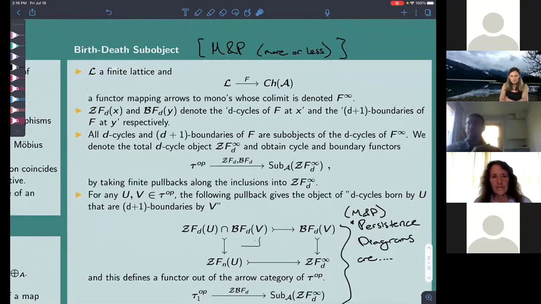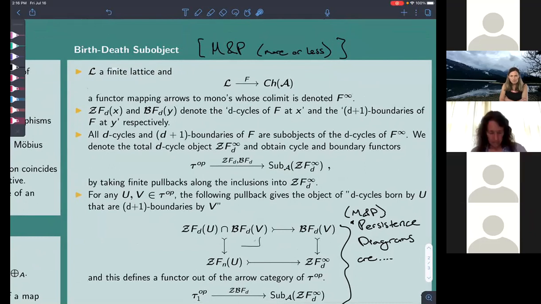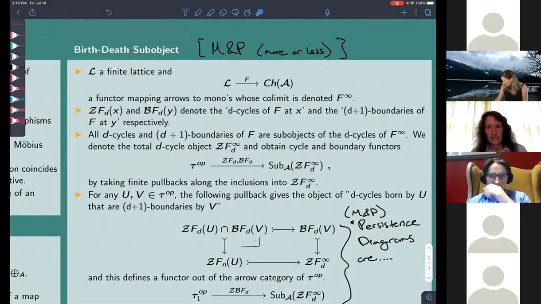So in the case that you start with Rn and you skip past simplicial complexes and go straight to chain complexes in some abelian category, the finiteness conditions tell you that you're really looking at a functor out of a finite lattice into chain complexes, mapping the arrows in the lattice to monomorphisms. You can talk about D cycles of F at X, F being this thing which was a filtration, quote unquote, before. And you can talk about D+1 boundaries at some other point Y, and you might ask, what are the cycles at one point X that are boundaries at some later point Y, to try to get to some notion of a lifespan of these things.